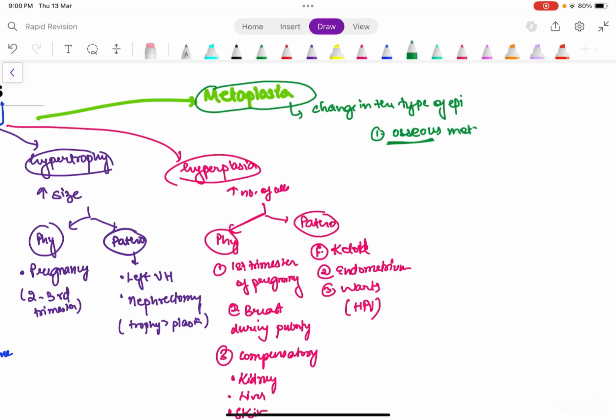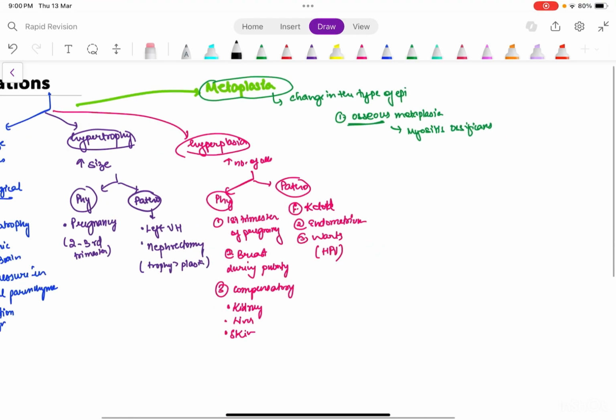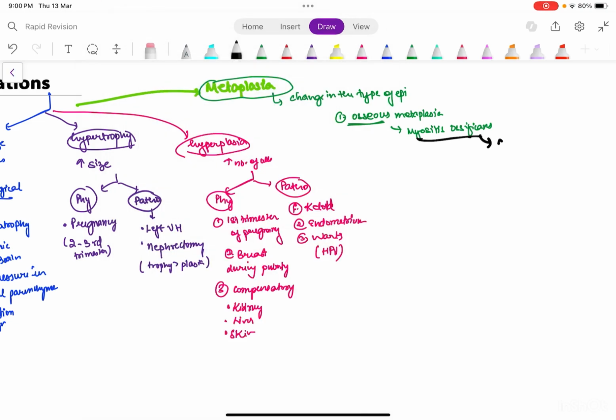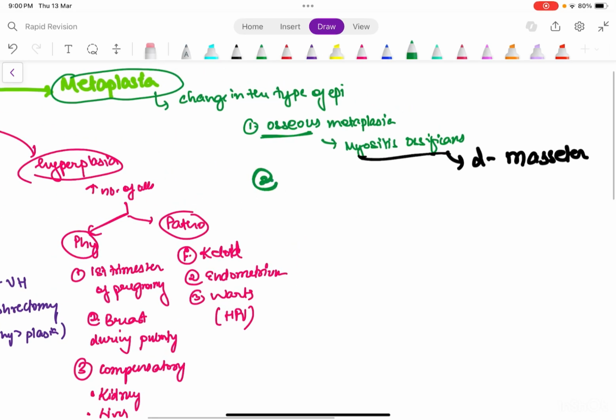So osseous metaplasia. Now osseous metaplasia example is myositis ossificans. Sometimes they ask a question about which muscle myositis ossificans is seen in, like facial muscle, seen mostly in masseter. Then there can be cartilaginous metaplasia. Cartilaginous metaplasia can be seen in a fracture.